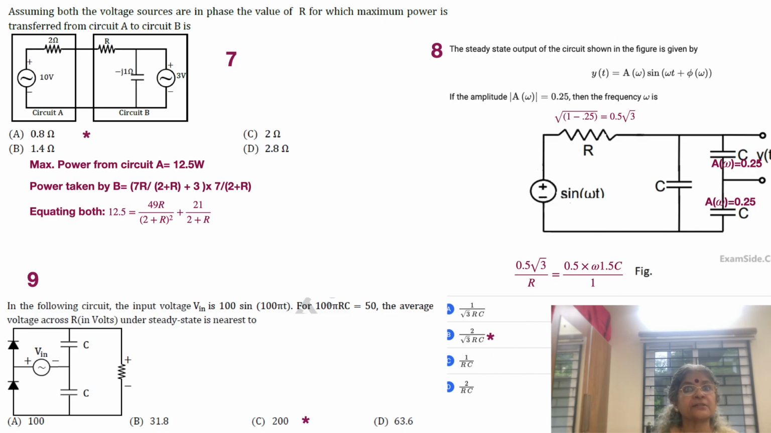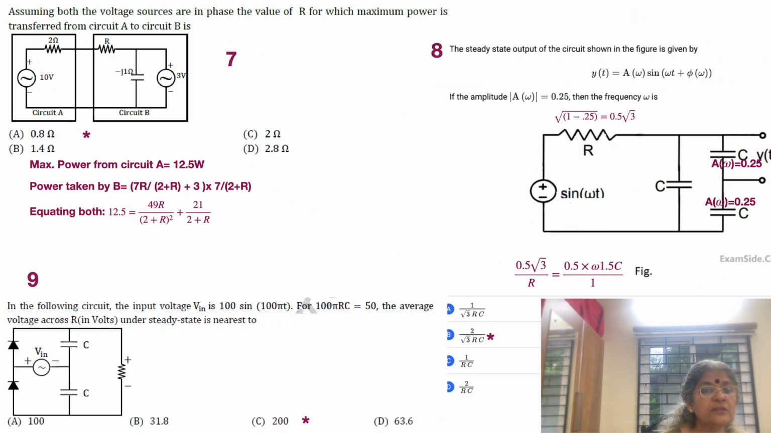That's a very interesting concept, because when they are both in phase, you can find out the total voltage across 2 ohms and R. It's going to be 10 minus 3, as simple as that. We want the value of R for which maximum power is transferred from circuit A to circuit B. For maximum power transfer, the resistance in B should be equal to 2 ohms, because that is Thevenin's impedance.